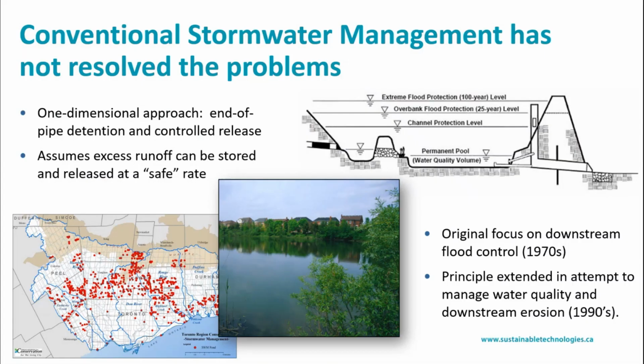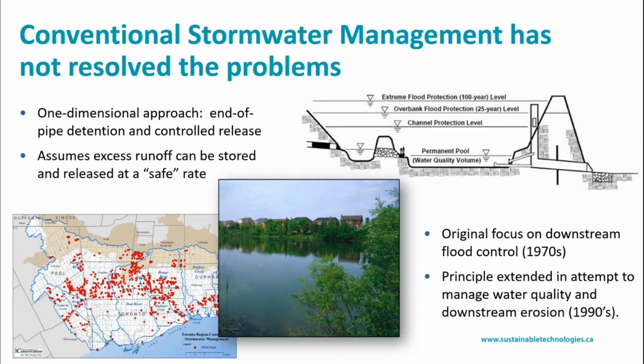So we talked about conventional stormwater management, and it hasn't resolved the problems from the 50s up until the 90s. And this is another reason for the benefit of adopting low impact developments, or LIDs. So why are we moving away from what we did back in the 1970s? Well, what was done before was really a one-dimensional approach through large centralized facilities next to creeks and waterways, and it was an end-of-pipe detention and controlled release.